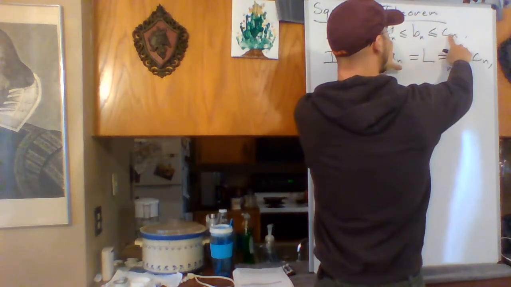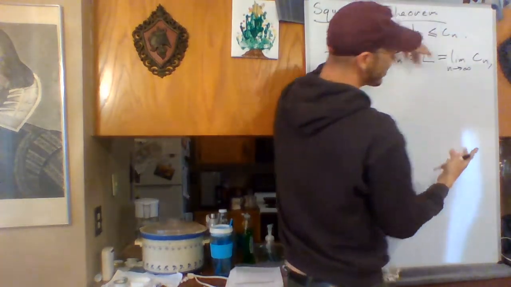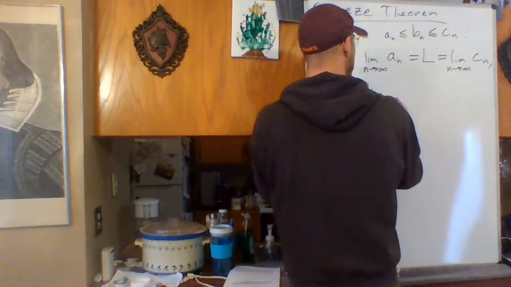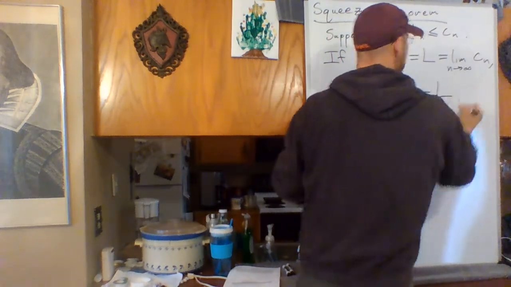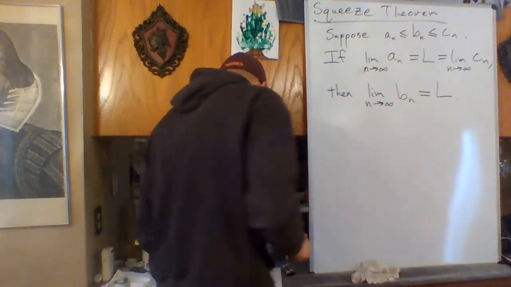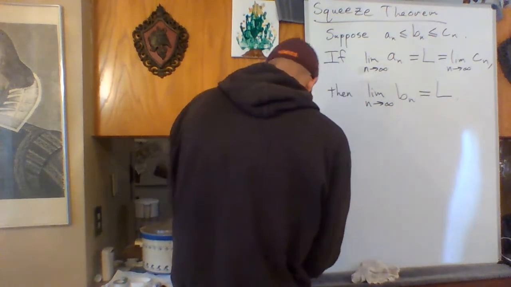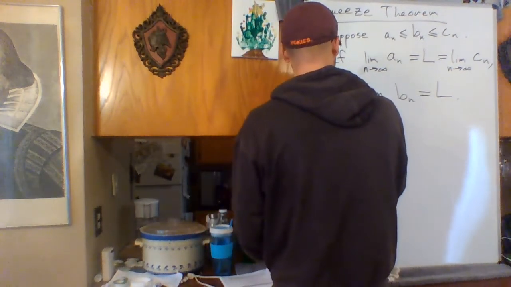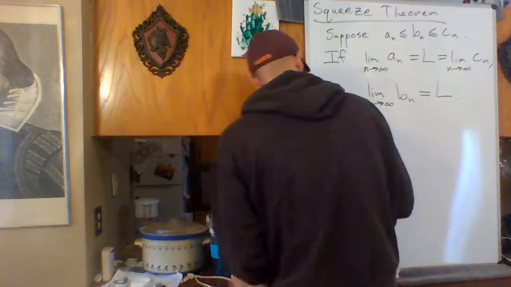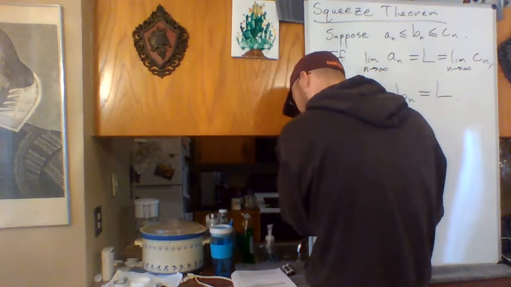So if both of these upper and lower sequences are going in toward the same value, and the b values are always between them, then the limit as n goes to infinity of b_n is also that common value of L. So the squeeze theorem. I want to do one example of that. Yeah, so this is example 5.5, and this is just part A. They give us the sequence cosine of n divided by n squared.